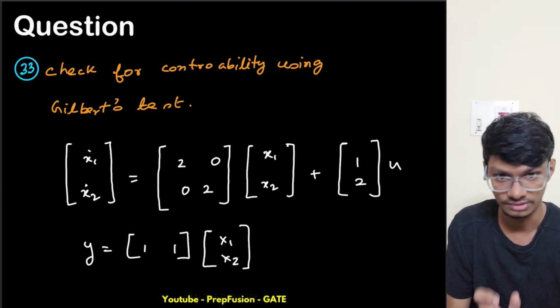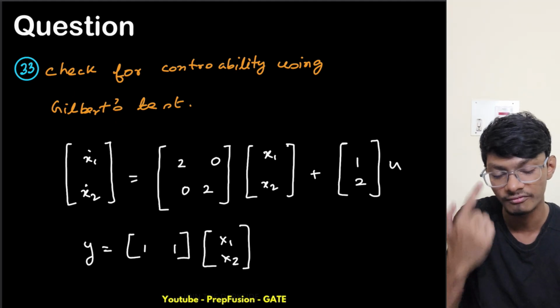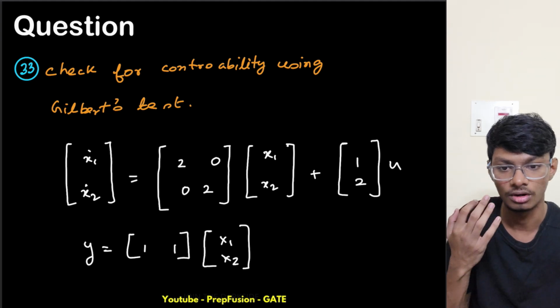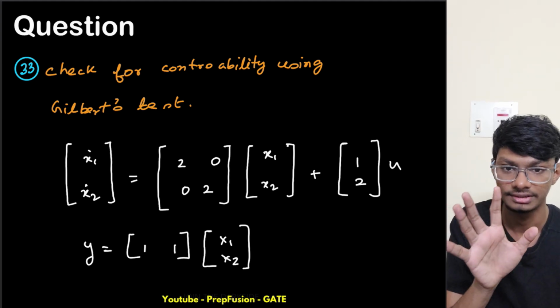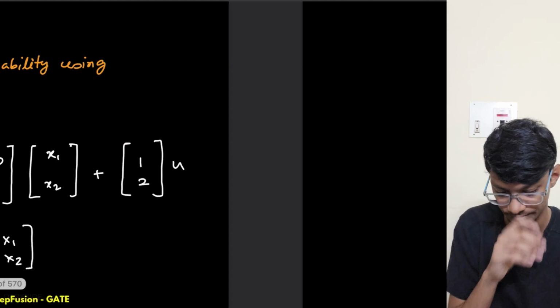So this is the first question. We have to check for controllability using Gilbert's test. I have given you this as homework, right? So how do I check it? First, I will draw the state diagram of this one.